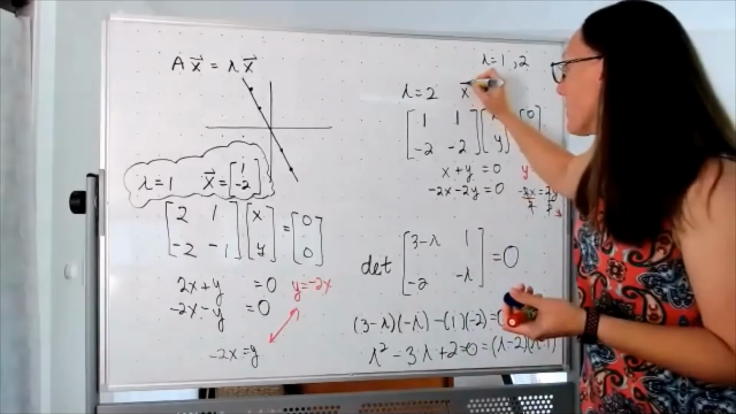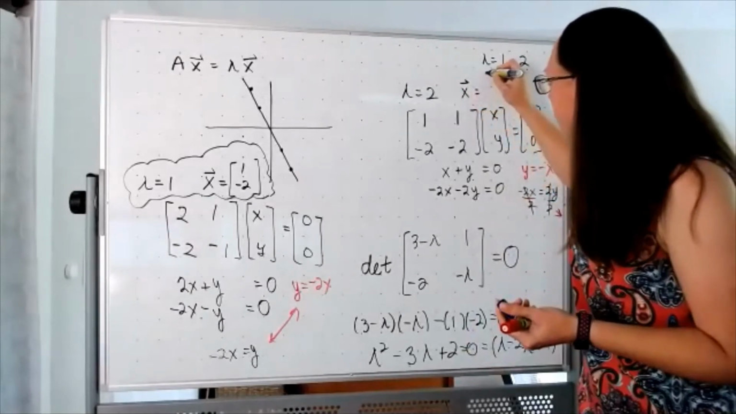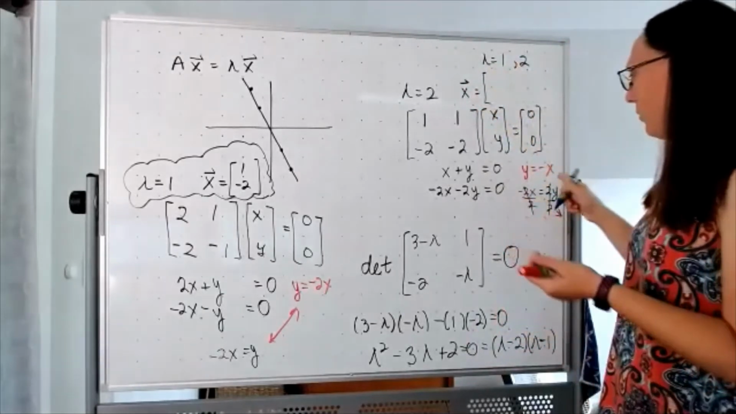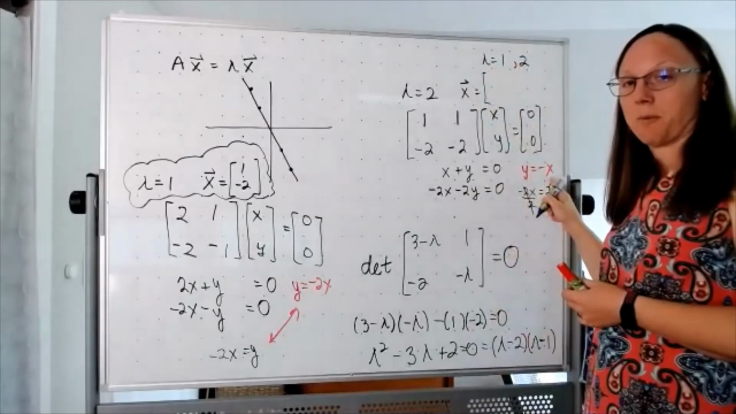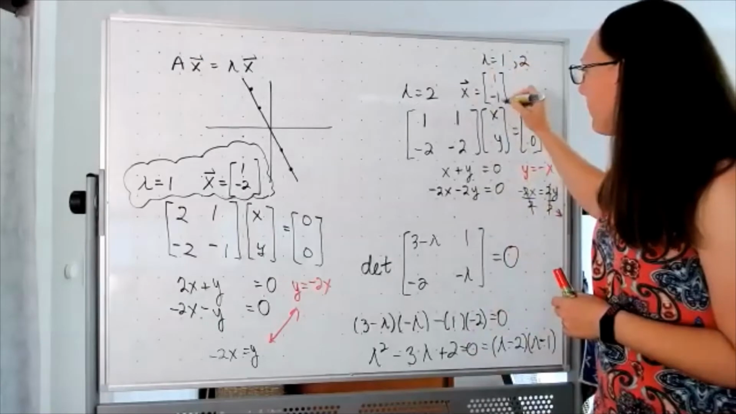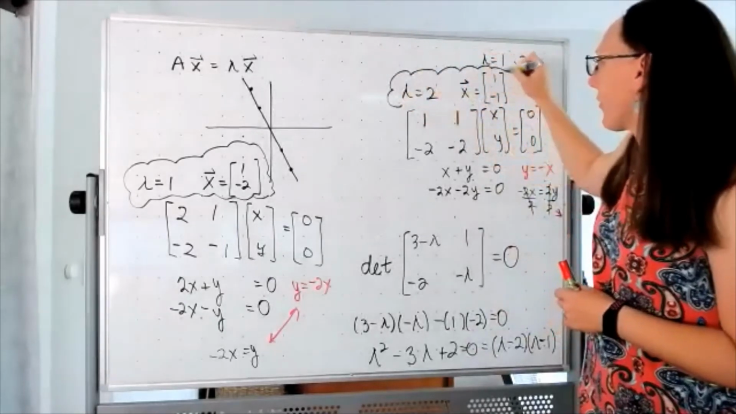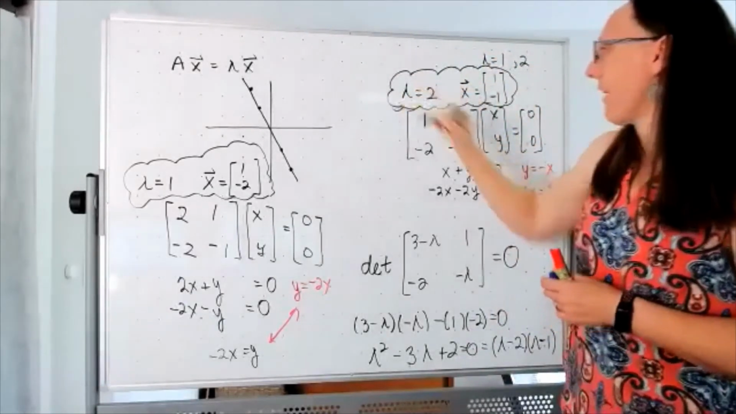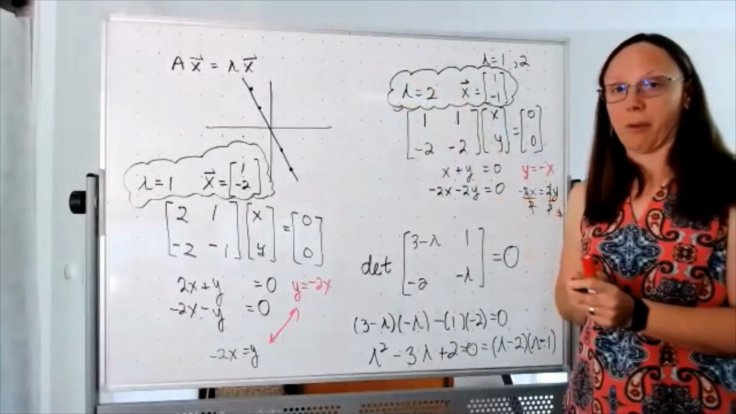I'm going to choose to plug in 1 for x, which would make y equal to negative 1. So that is the other eigenvalue, eigenvector pair.